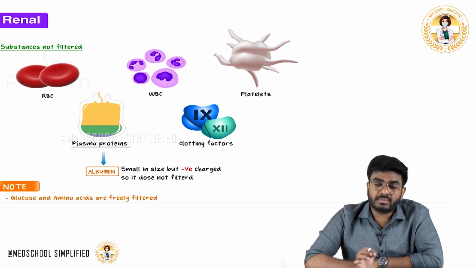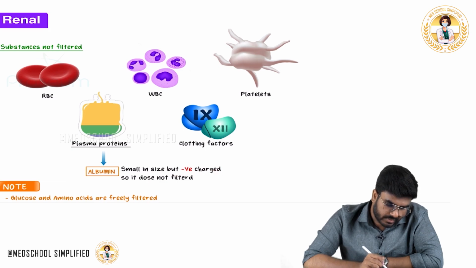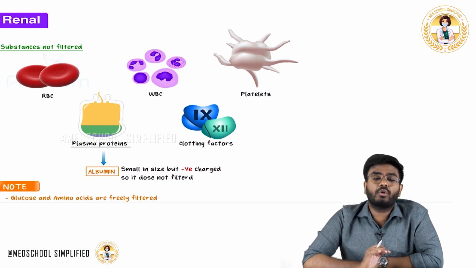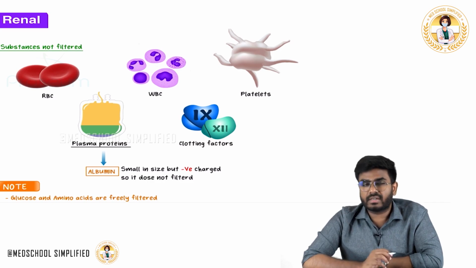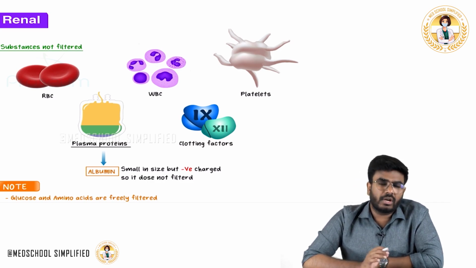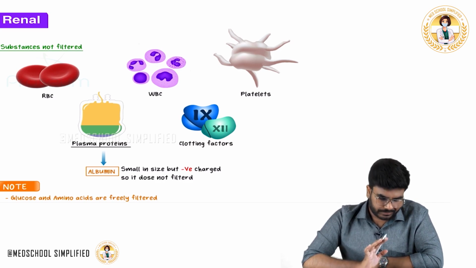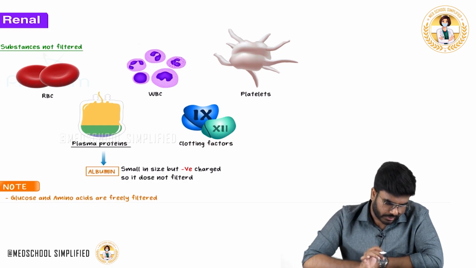Even albumin, the smallest protein, though it is of small size, why is it not getting filtered? Because albumin is small in size, but it is negatively charged. As it is negatively charged, it will be repelled away. And all your clotting factors, the 12 clotting factors, nothing is going to be filtered, and no proteins will be seen in the urine. These are the basic concepts which I want you to know.